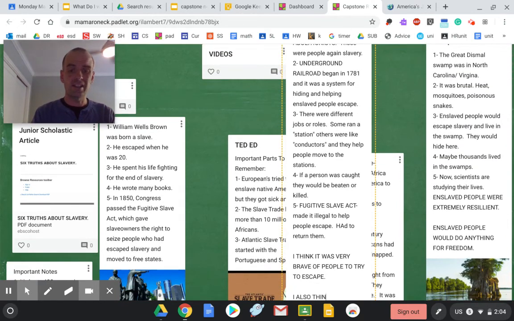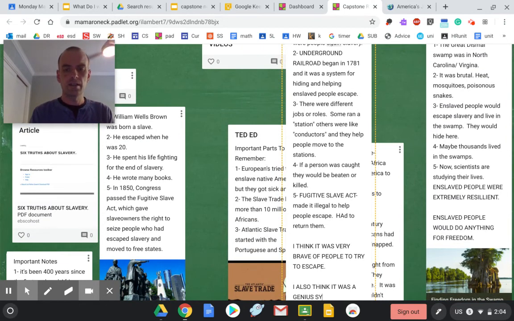I also think it was a genius system. I mean, the fact that before telephones, before any electricity, they were able to organize this whole system of stations and conductors. It's just pretty wild. But I think it shows you that when people's freedom is being withheld, people will do anything to get it back. It shows you how important it is to be free.